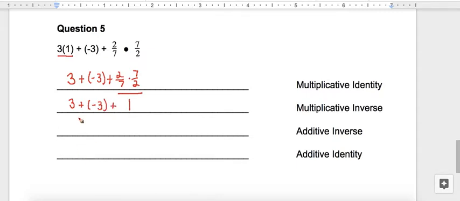And now it wants me to use the additive inverse. So I'm going to add opposites. 3 plus -3 is 0. So whenever I add opposites, I always get 0. And the additive identity, of course, says when I add 0 to a number, I get the same number. So 0 plus 1 is 1.